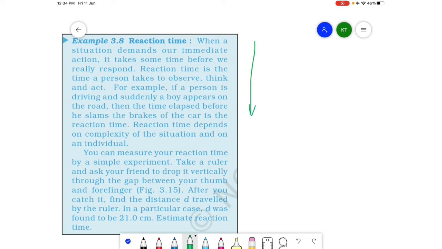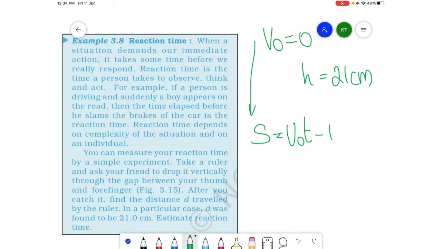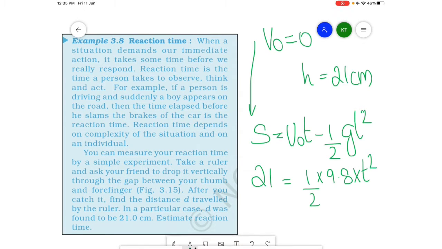So, dropping a ruler here, we found the distance to be 21 centimeters. We know that the initial velocity is equal to 0. So we can use the formula s equals v naught t plus half g t square. The distance here is 21, initial velocity is 0, so we get half into 10, or because they haven't mentioned it, let's take 9.8, into t square.